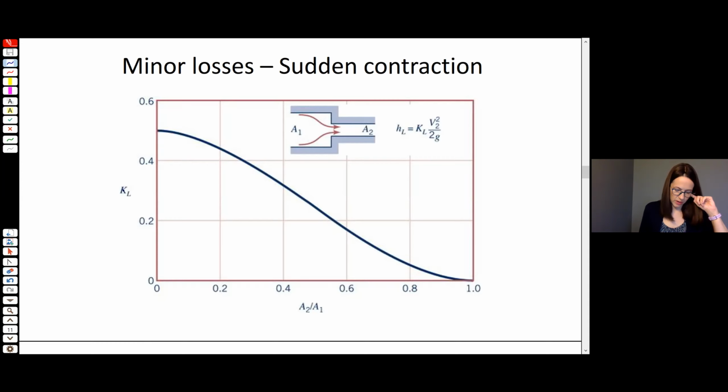And so here, if we imagine that A1 is much greater than A2, we've got a limiting case, right? Say A1 is so large, it really becomes that situation again where you've got a tank and you've got flow entering a pipe from a tank, right? So in this case, when A1 is much, much greater than A2, then basically A2 over A1 becomes 0, and you recover, again, that 0.5 value for an entrance with that 90-degree sharp edge.